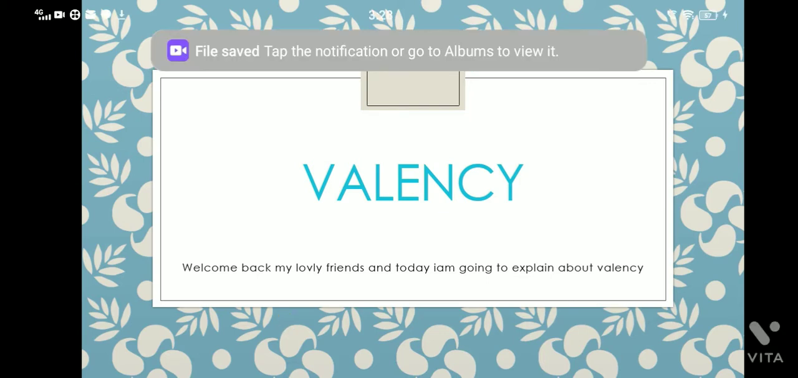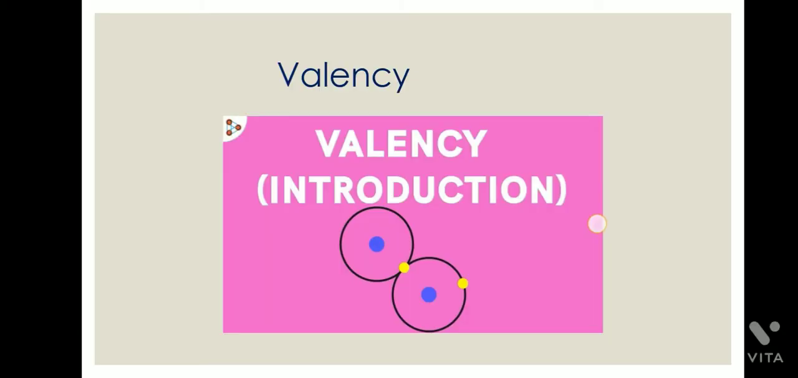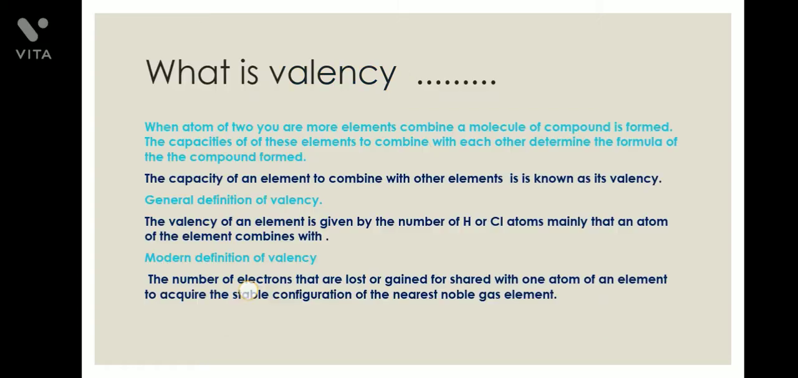So, let's go to our next slide. First let's learn about the introduction and then go to the chapter. First of all, what is valency? When atoms of two or more elements combine, a molecule of a compound is formed. The capacities of these elements to combine with each other determine the formula of the compound formed. This is not so important; this is the introduction part of this lesson.